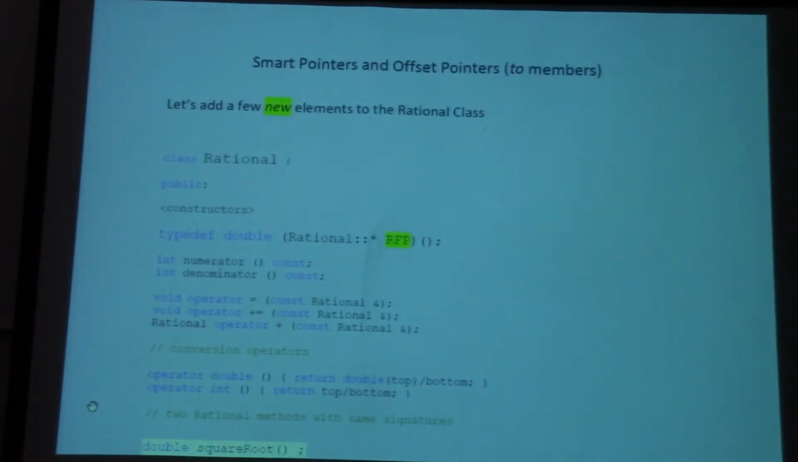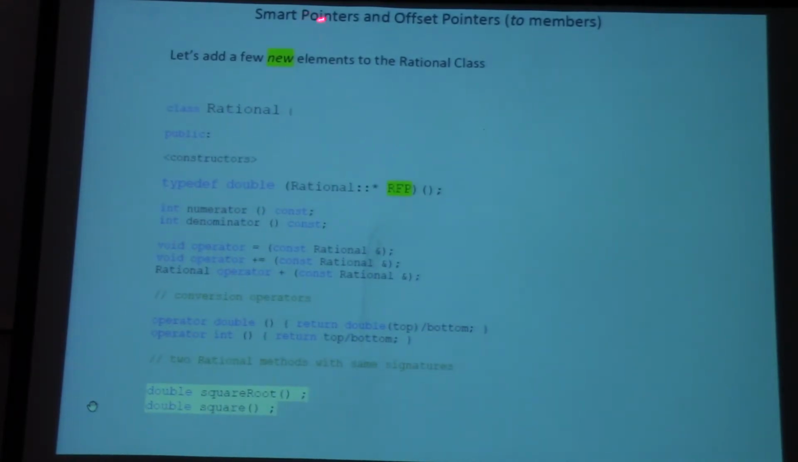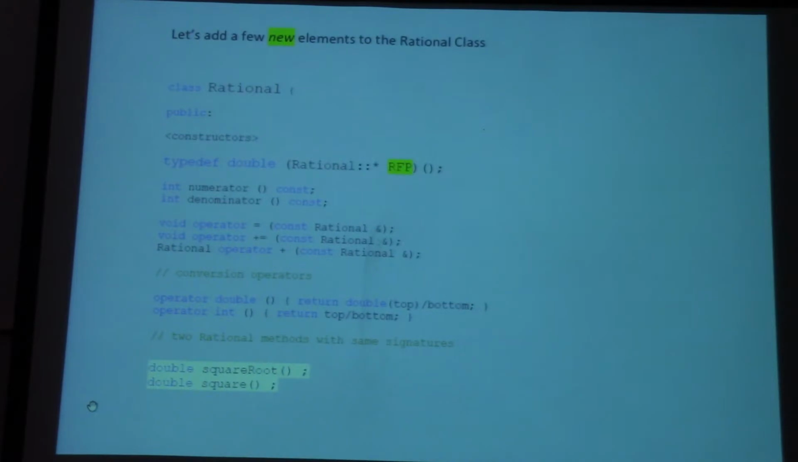All right. So we're going to add a couple of things here. So smart pointers and offset pointers to members. Let's add some new elements to the rational class. Here's what we're going to add. We're going to add a typedef right inside the class in the header file. So we're going to typedef double (rational::*RFP)().